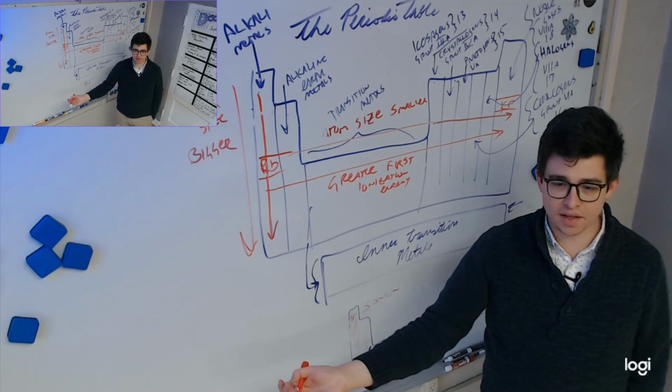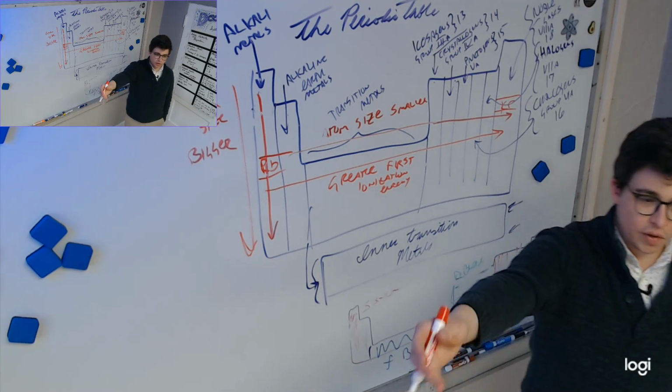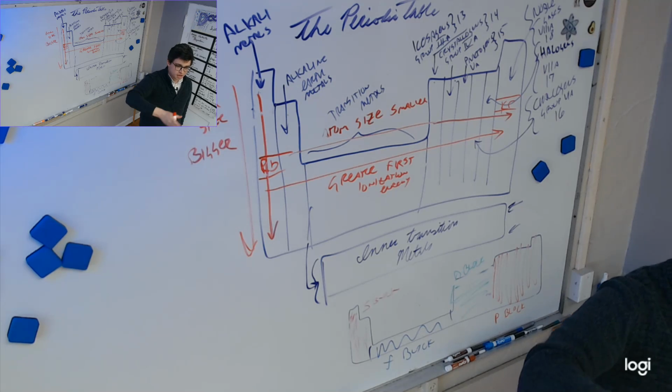Basically, think of it like this. It's further away from the nucleus, and so it's harder for the nucleus to exert the pull that is required to hold on to that valence electron.